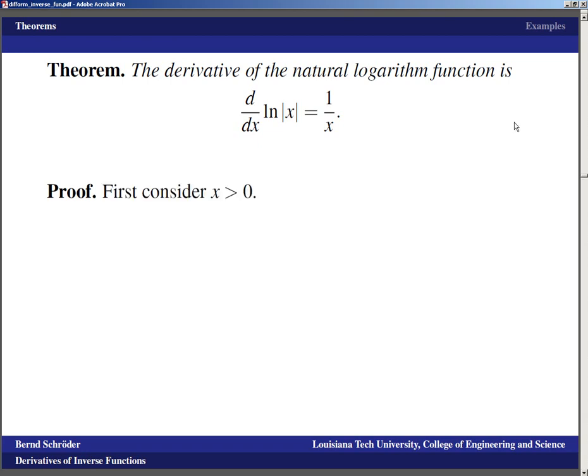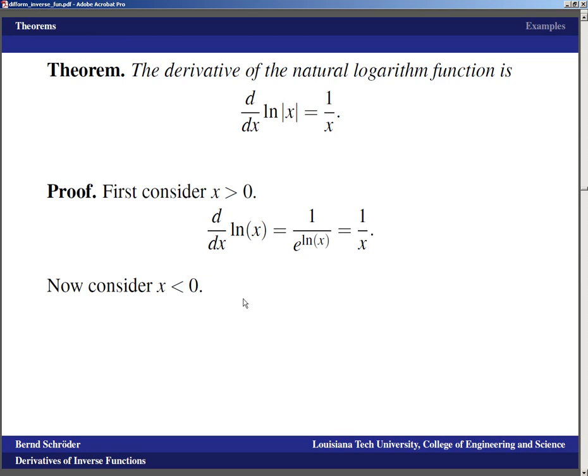Okay, so, because there is an absolute value, we have to consider x greater than 0 and x smaller than 0 separately. For x greater than 0, the derivative of ln of the absolute value of x is just the derivative of ln x. That's 1 over e to the ln x, right? Because the inverse function is e to the x. The derivative of e to the x is e to the x, and then we just plug in the ln here. And that's just 1 over x.